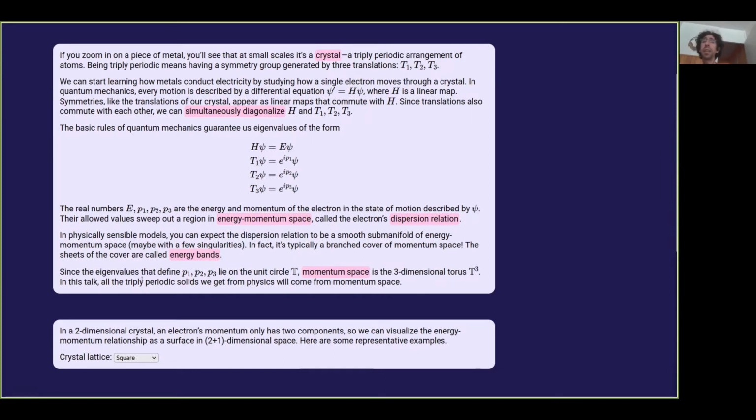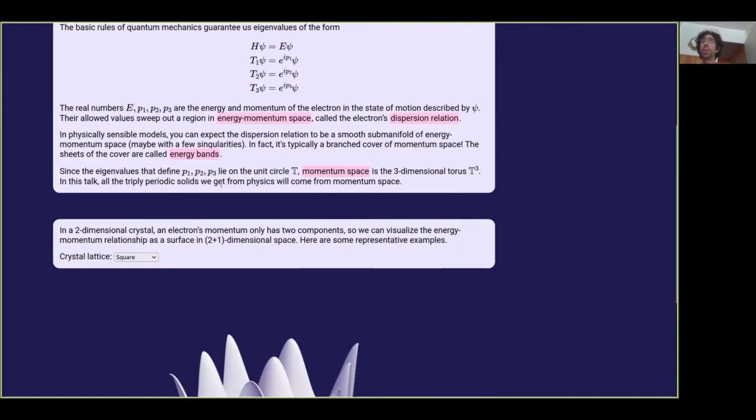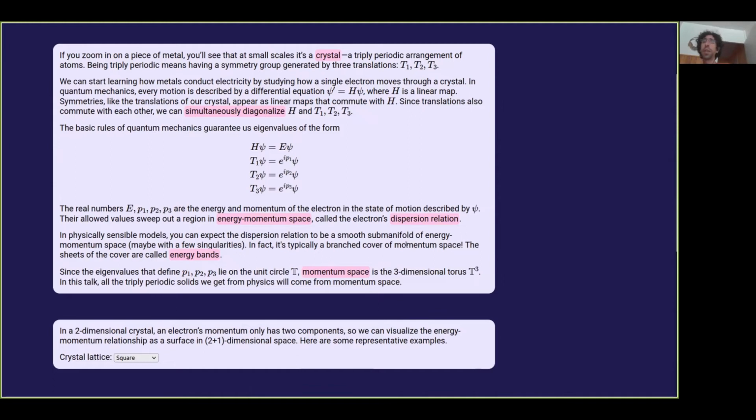Since the eigenvalues that define P1, P2, and P3 lie on the unit circle, momentum space is a three-dimensional torus. And in this talk, from now on, all of the triply periodic solids we get from physics will come from momentum space. One weird feature of the way these patterns show up in physics is that none of them are pictures of a material in normal position space. They're all pictures of the possible momentum values that an electron can have.